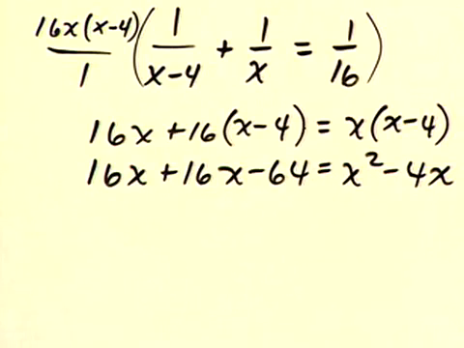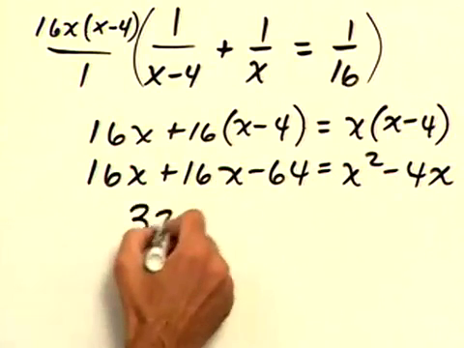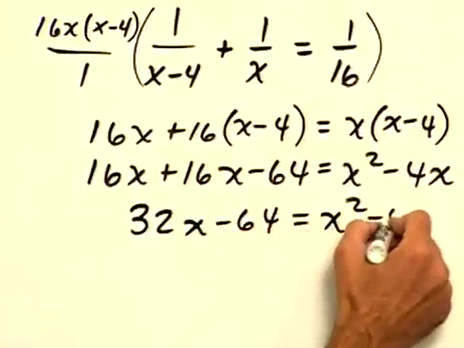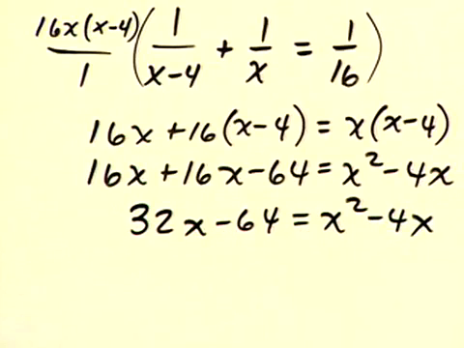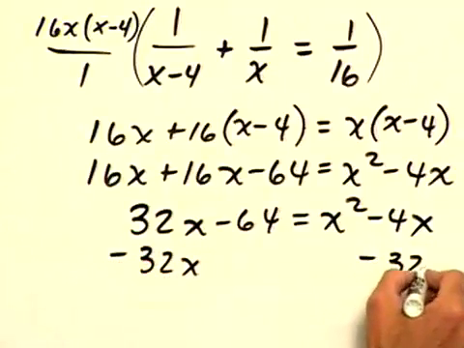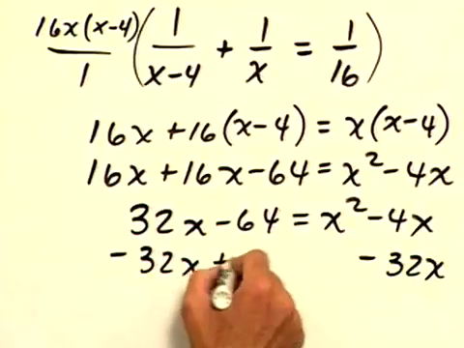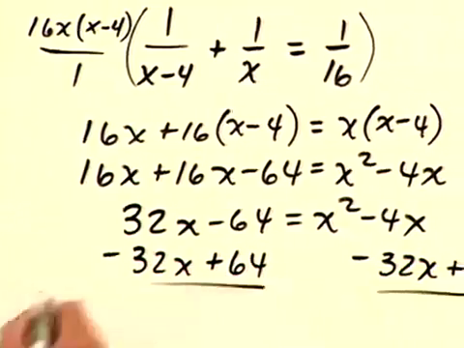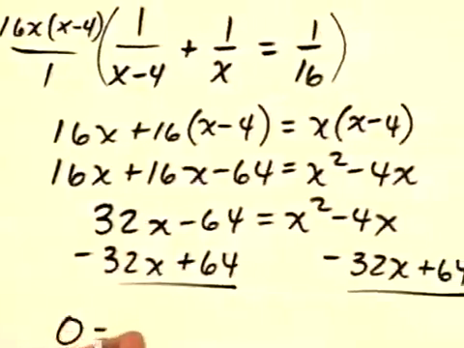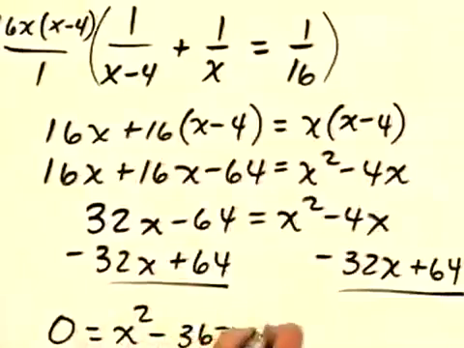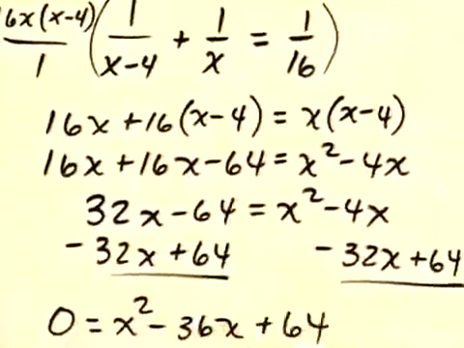So let's combine like terms. I'll have 32x minus 64 is equal to x squared minus 4x. And then I'll subtract 32x from both sides, and I'll also add 64 to both sides. When I do this, I'll have 0 is equal to x squared minus 36x plus 64.